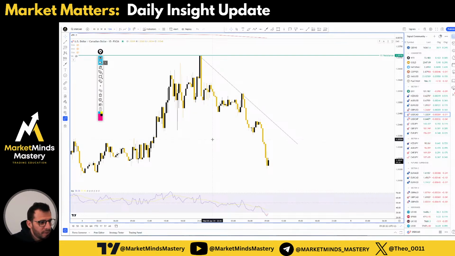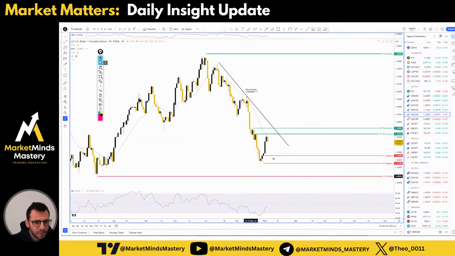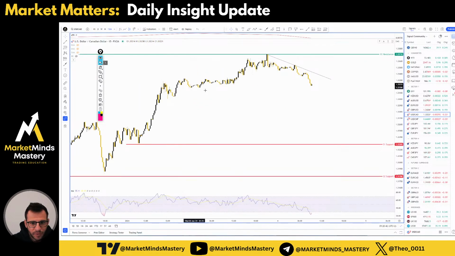Yeah, so let's start with the USD Canadian dollar. It's on the watch list. Yesterday we took a trade on the 15-minute chart. It was this one here, on this ascending triangle breakout to the upside.